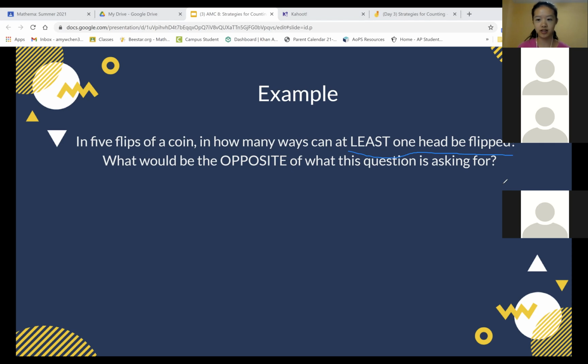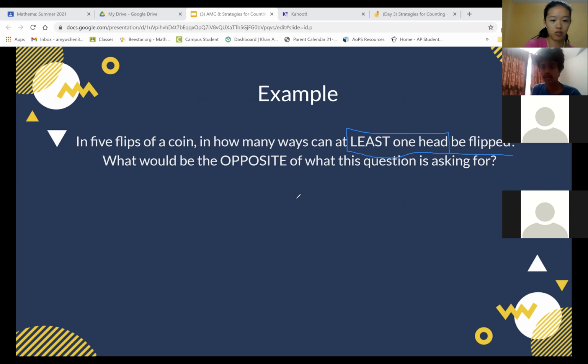How about no heads? Think about it like this. The question is basically talking about the number of heads, and it wants at least one head to be flipped. This means that the question wants 1 head or 2 heads or 3 heads or 4 heads or 5 heads or however many more heads you can have. Oh wait, it's 5 flips. So it'd be 1, 2, 3, 4, or 5 heads. So the opposite of this would actually be 0 heads.